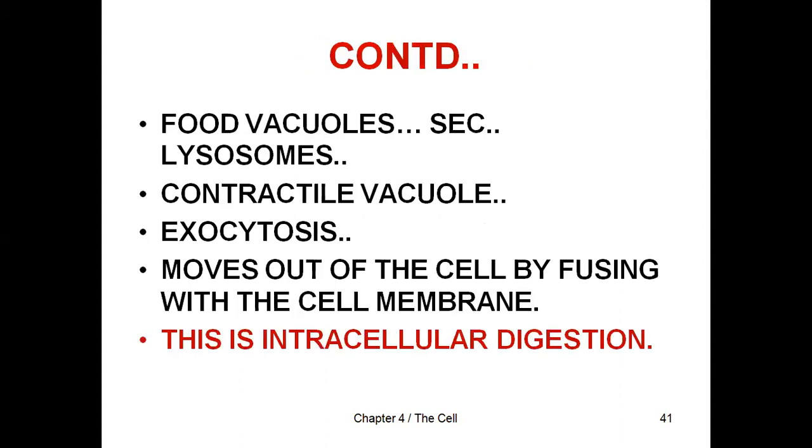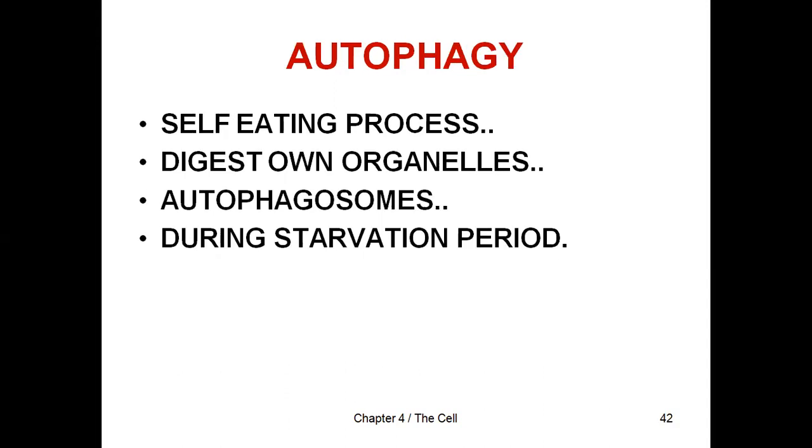Intracellular digestion: food vacuoles combine with the primary lysosomes, and then they form the secondary lysosome. The contractile vacuole is produced after digestion of the food, and the contractile vacuole is removed from the lysosome by the process of exocytosis. It moves out of the cell by fusing with the cell membrane. This is called intracellular digestion. Let me complete this topic, then I will take your questions.